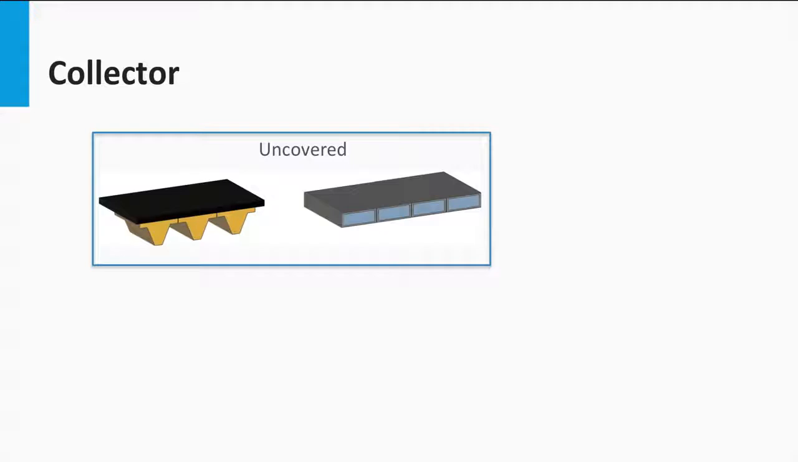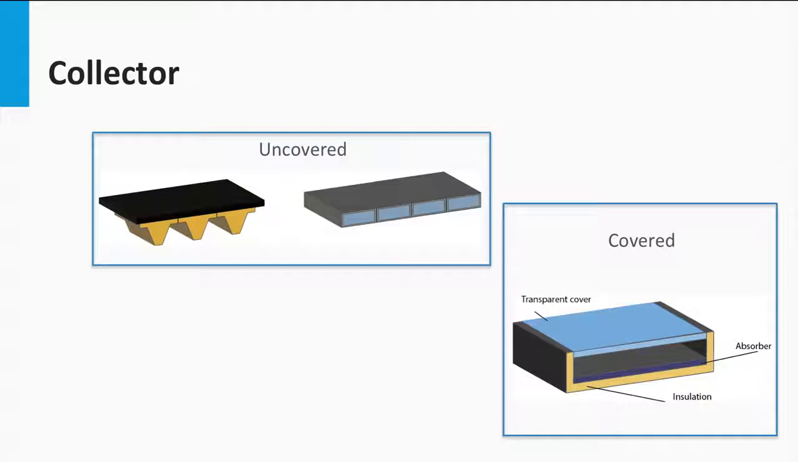Uncovered collectors don't have a transparent cover, so the sun strikes directly on the absorber surface, avoiding a good fraction of the reflection losses. It is used only for small differences in temperature with respect to ambient temperature, such as the ones in swimming pools.